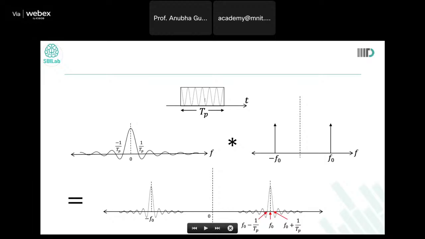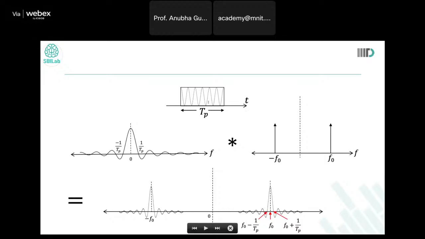A pure cosinusoid has a frequency spectrum like this. There is one impulse at minus f0, another at f0. And the rectangular pulse would have a spectrum in the frequency domain which will be a sinc function, whose first nulls are located at 1 by Tp and minus 1 by Tp, where Tp is the duration of the pulse. I hope you understand this from the basic course of signals and systems.